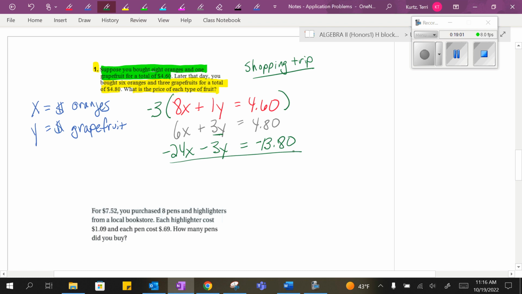When I do the math here, 6 minus 24 gives me negative 18x. The y's cancel, and 4.80 minus 13.8 gives me negative 9. Now when I divide by negative 18, I get x equals 0.5. So again, x equals 0.5 means 50 cents is the price of oranges.